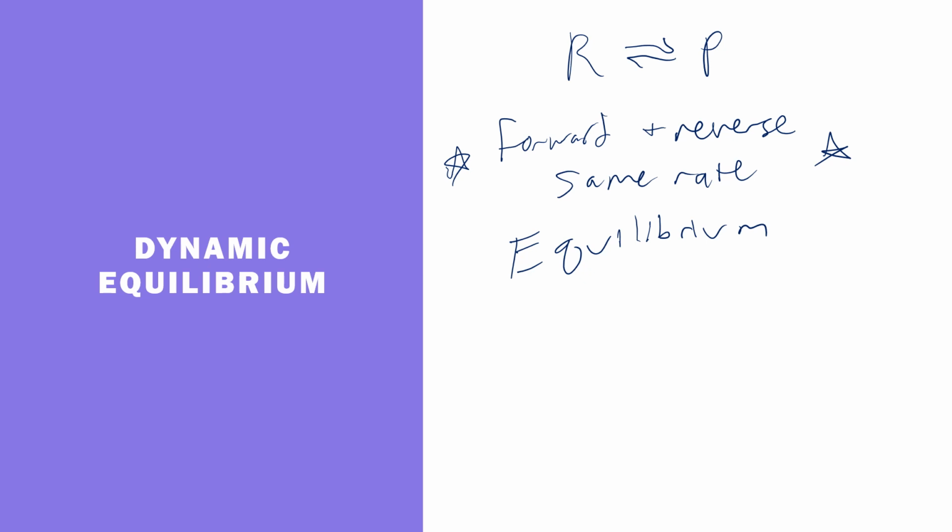And we call it a dynamic equilibrium because the reactions have not stopped. That's a really common misconception. Reach equilibrium, the reactions have stopped. No.